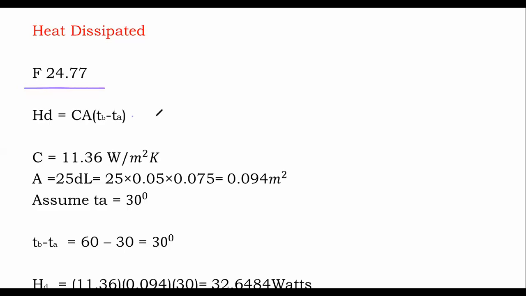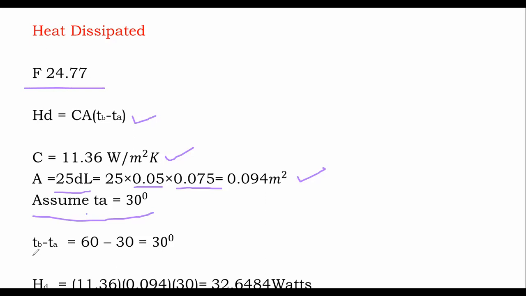The formula is number 24.77. The C value is fixed for a full journal, and the A value is 25 times DL, that is fixed for the full journal. So take the C value directly, 25 as it is, diameter value 0.005, length value 0.075. After this, we get the A value as 0.094 meter square. Then the ambient temperature is 30 degrees Celsius, which is given. If it is not given, you can assume 25 degrees Celsius or 30 degrees Celsius. Now it is given as 30 degrees, so no need to assume. If not given, you need to assume.